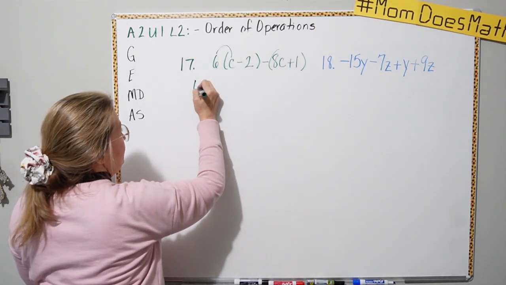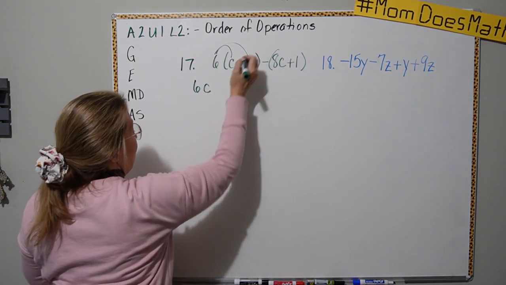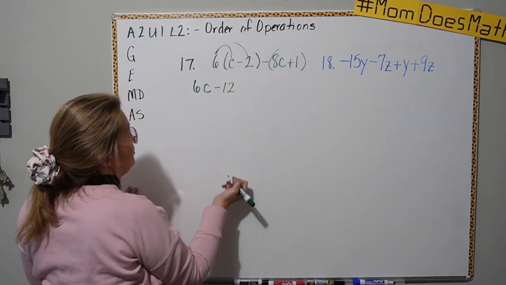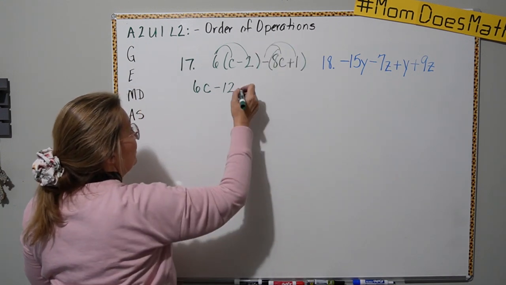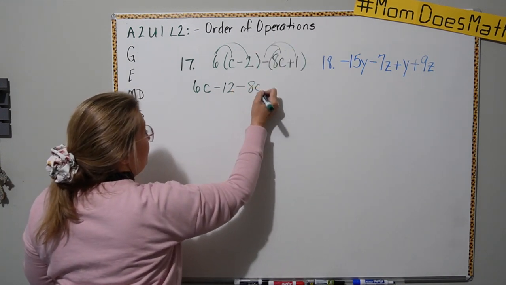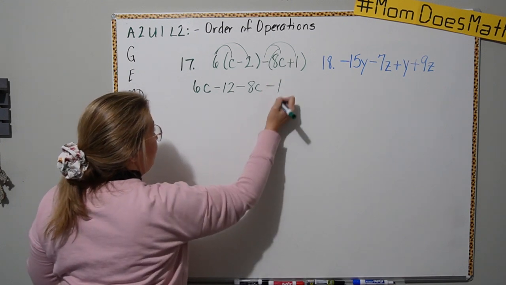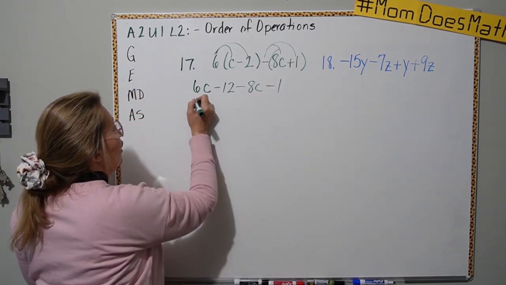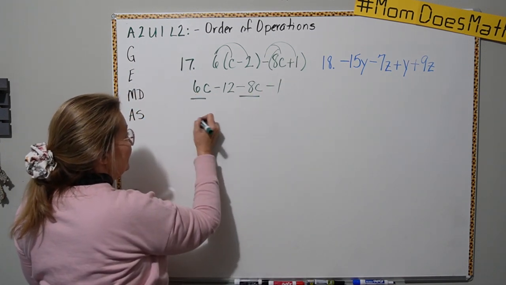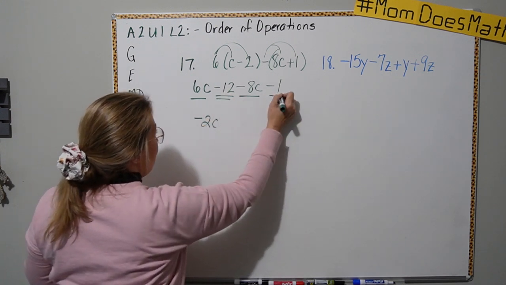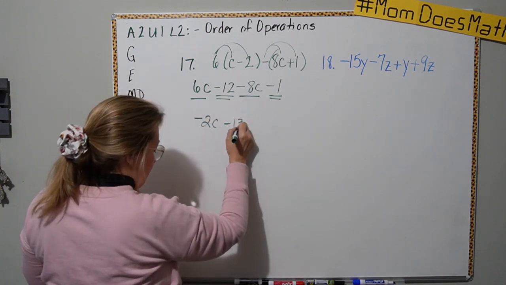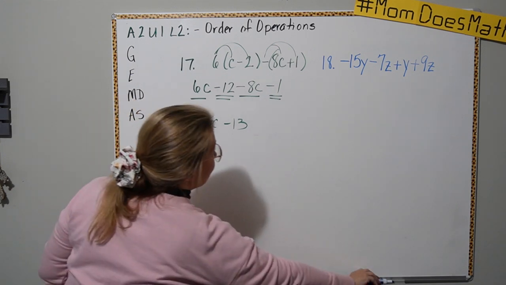6 times c is 6c, and 6 times minus 2 is minus 12. Now here there's not actually a number, but you can distribute that minus sign. So that's going to give you minus 8c and minus 1. All right, 6c minus 8c is negative 2c. And minus 12 minus 1 is minus 13.